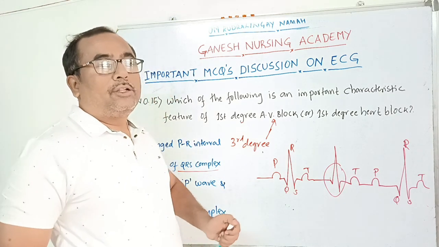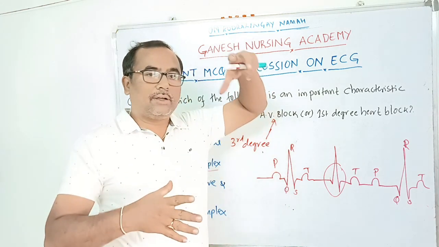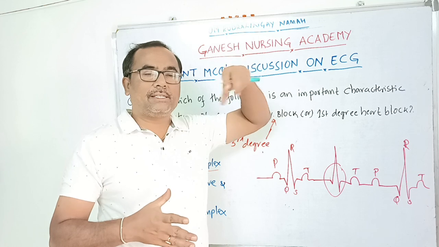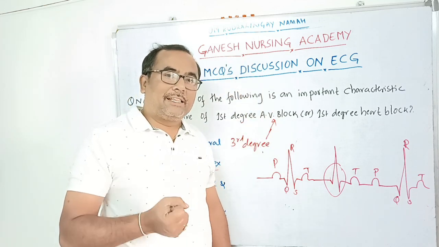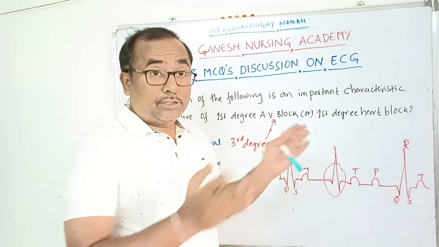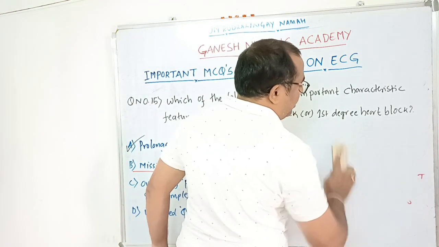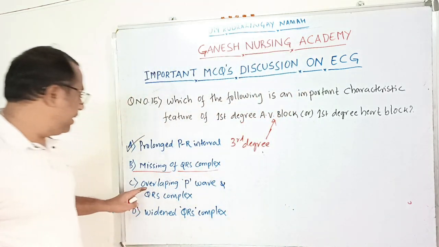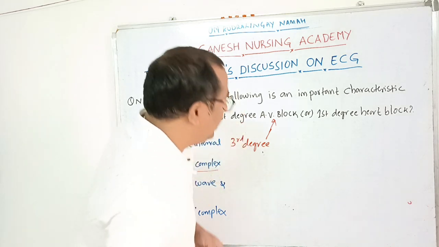In third degree AV block, there is no coordination between the atrial activity and ventricular activity. The atria are contracting and conducting impulses independently, and the ventricles are contracting and conducting impulses independently. Because of this, there may be overlapping of the P wave and QRS complex. So see here.